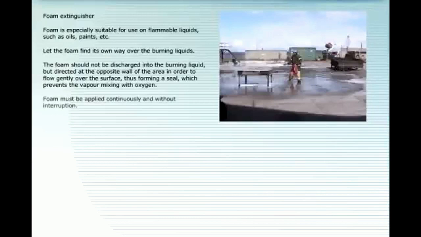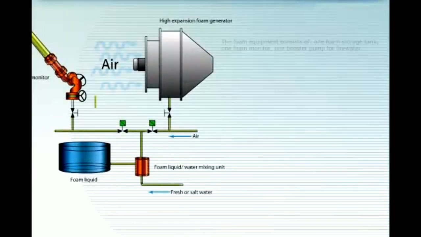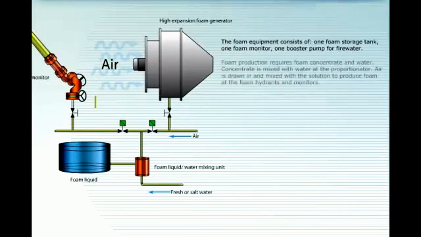The foam equipment consists of one foam storage tank, one foam monitor, one booster pump for firewater. Foam production requires foam concentrate and water. Concentrate is mixed with water at the proportionator. Air is drawn in and mixed with the solution to produce foam at the foam hydrants and monitors.